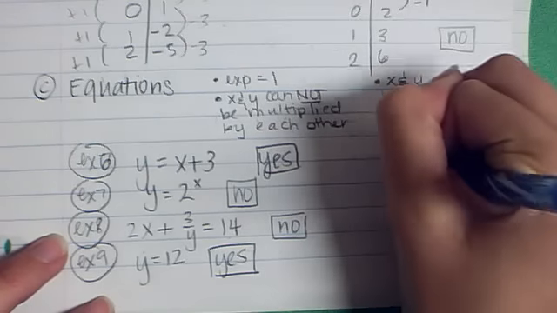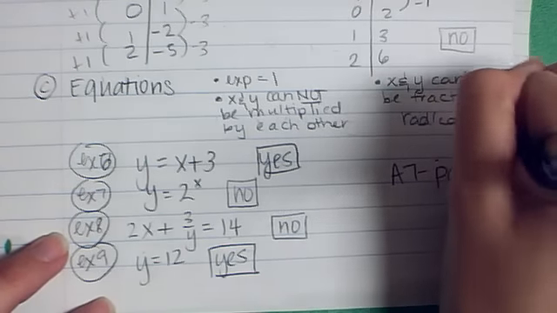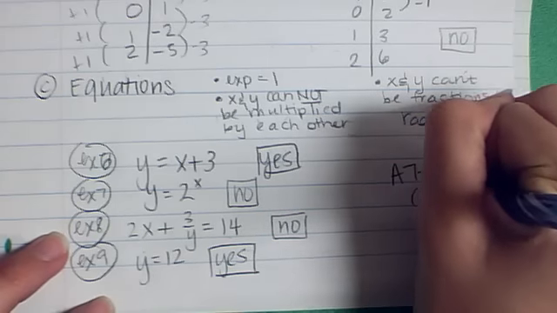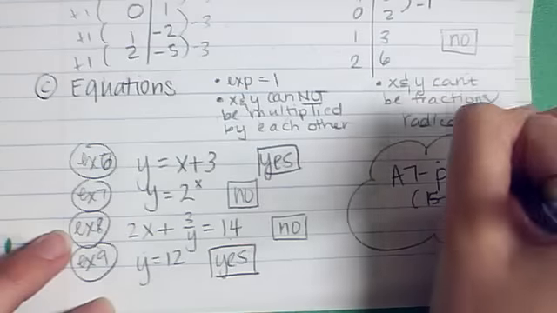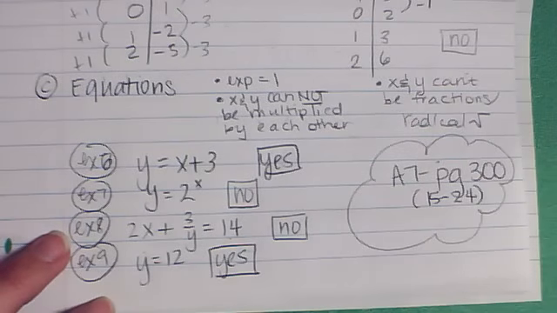Your homework today is A7. It's page 300. It's numbers 15 to 24. And on all of those, you do not need to follow the instructions in the book, but just tell me yes or no if it is or is not a linear function.